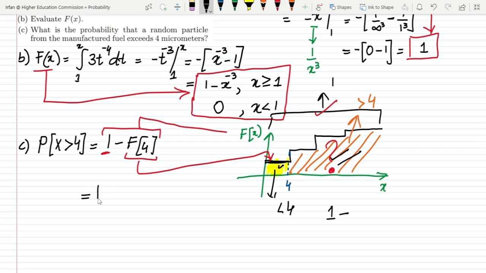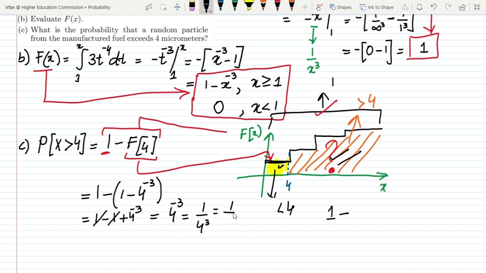So let me put in the values. Here it will be 1 minus this F of 4, which is for x greater than 1. Let me put their values here, and it will be 1 minus the value of x, now 4, minus 3. Now opening it, I will get 1 minus 1 plus 4 minus 3, these two will cancel out, and here I will get 4 minus 3, or 1 over 64. So that is the solution of part C that we wanted to find out.